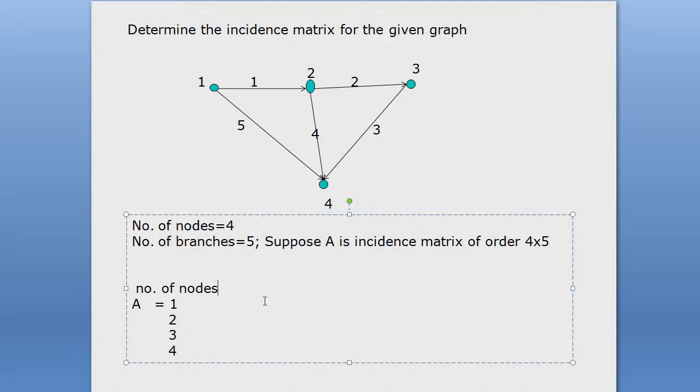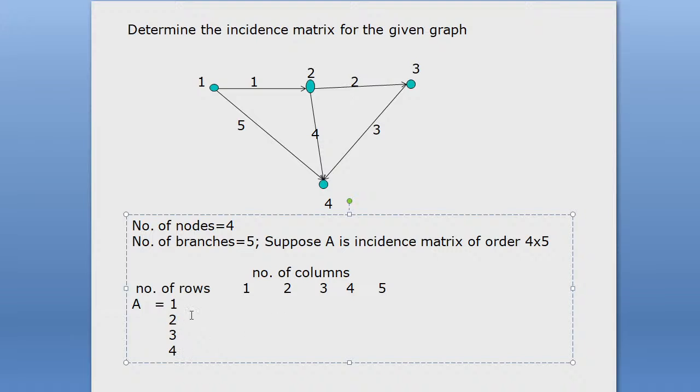Now your next task is the number of columns. How many columns will you get? You write here the columns 1, 2, 3, 4, 5. The number of columns is the same as the number of branches, and the number of rows is the same as the number of nodes.